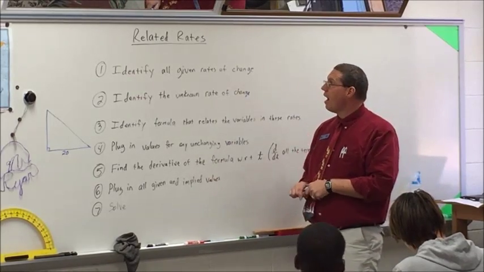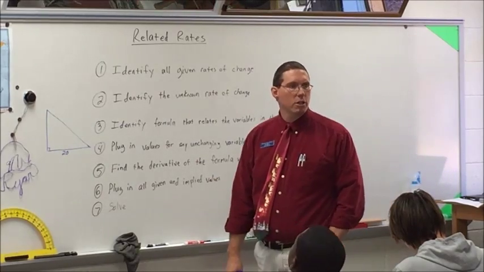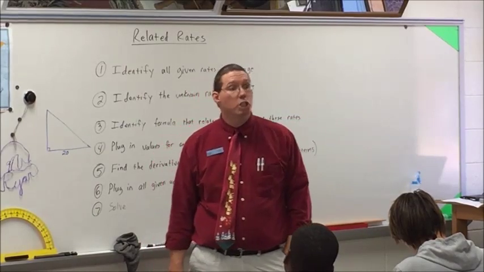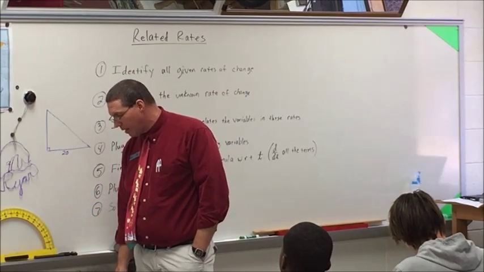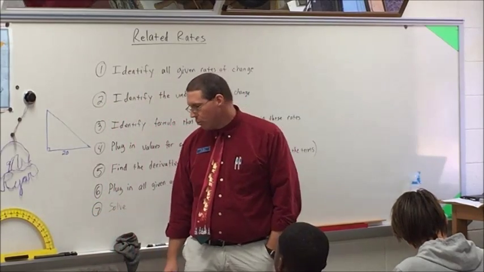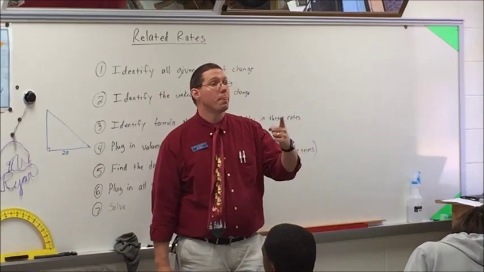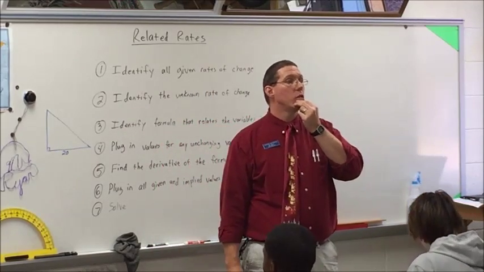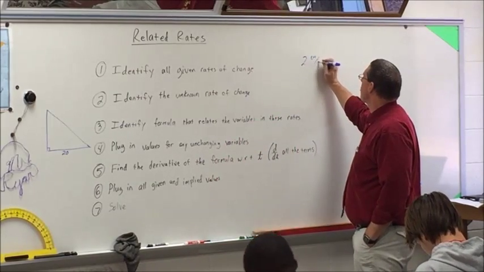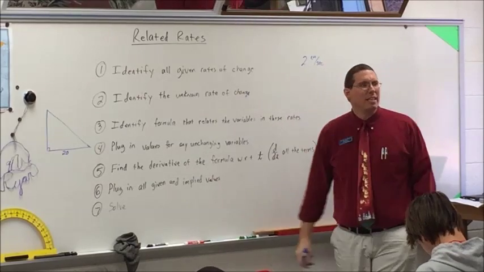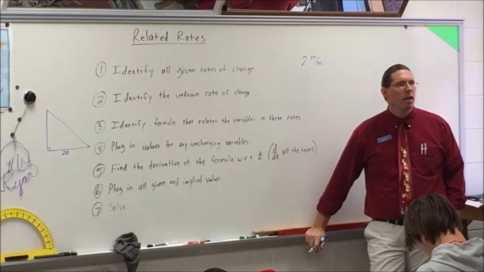Step 1: identify all given rates of change. Were we given any rates of change? What were we given? It says the other leg is growing at 2 centimeters per second. So, 2 centimeters per second. But don't we need to call this something?